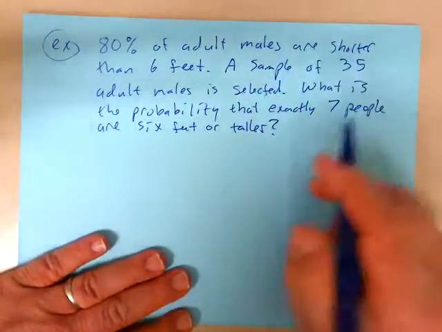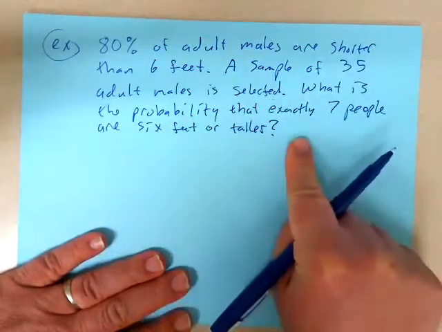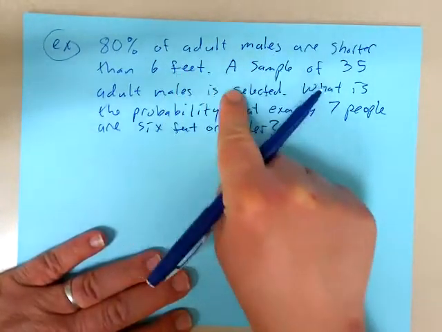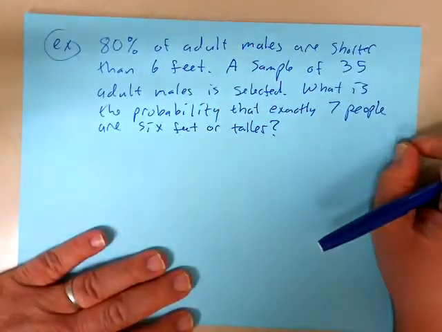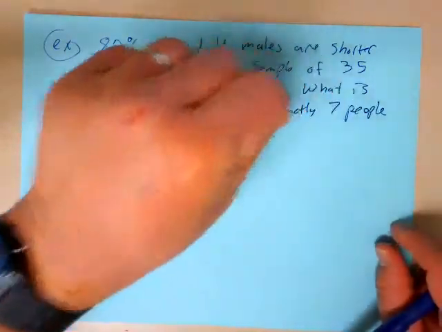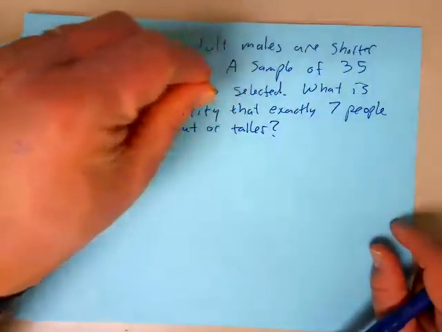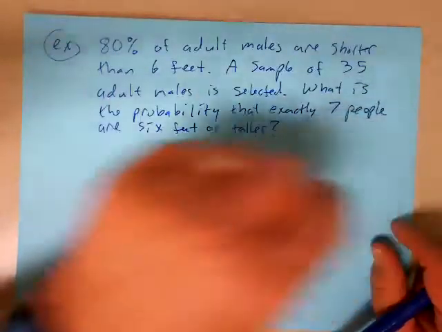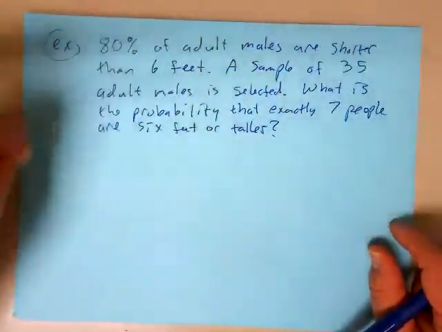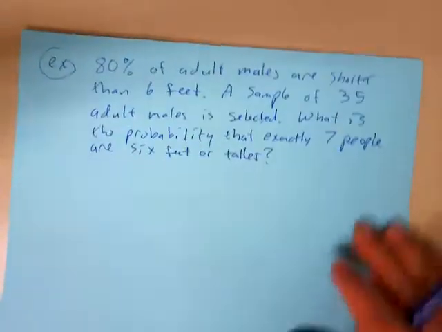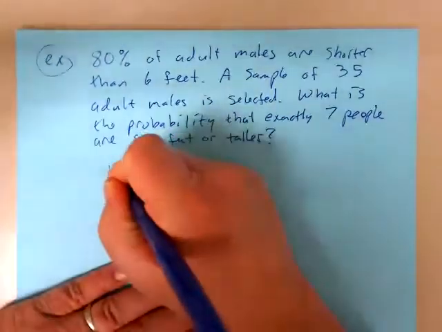But I guess before that even, what's the N going to be? Do you see what the N is going to be? The N is going to be the 35. You select someone, they're 6 feet or taller. Select another person, either they're 6 feet or taller or they're not. Select someone, they're 6 feet or taller or they're not. Okay, so N is equal to 35.